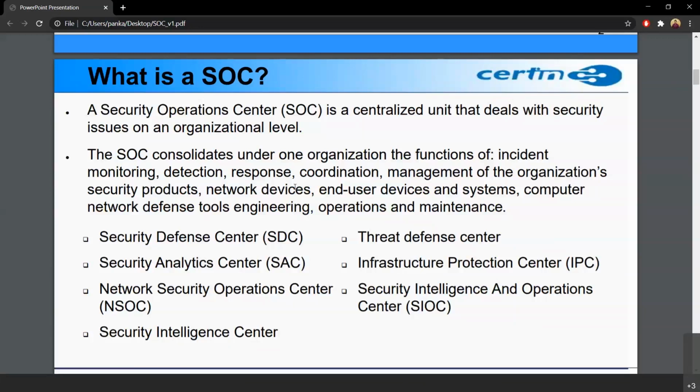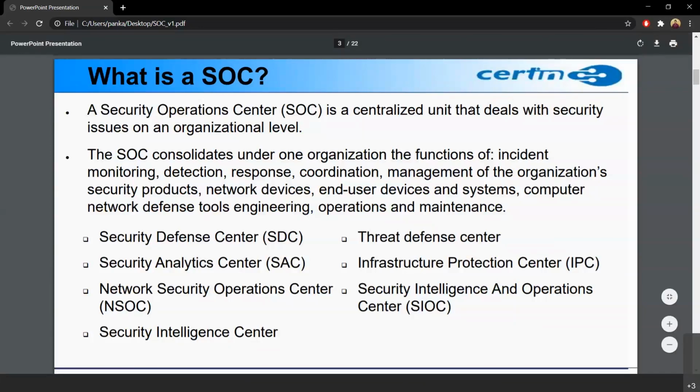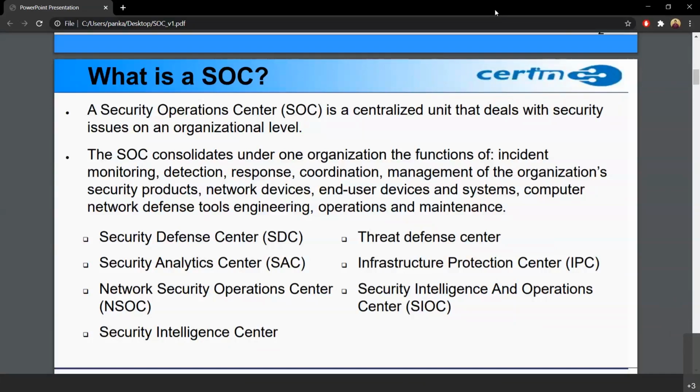So, a Security Operations Center consolidates all the functions of an incident lifecycle. Suppose there is a breach in an organization, or there is some security incident where some data is exfiltrated, or some data is lost, or some breach has occurred. All of these are security incidents. So the security incident life cycle is covered in the SOC.